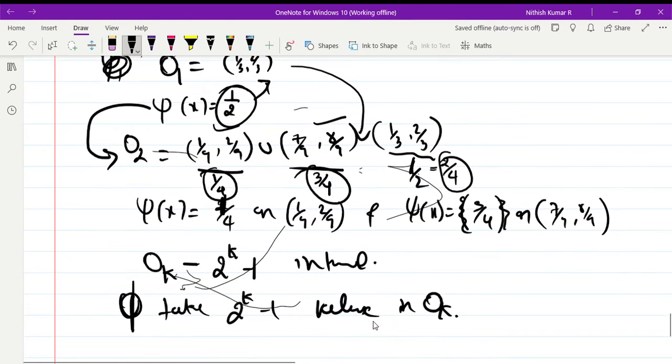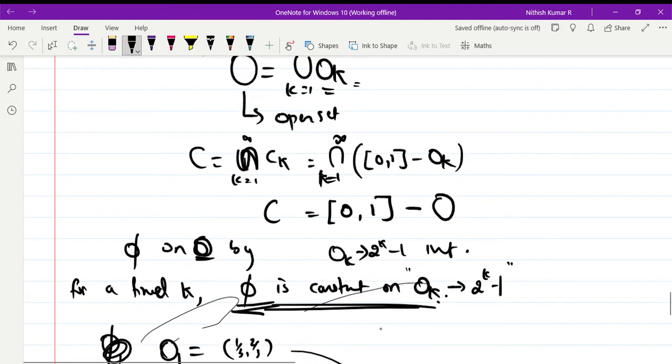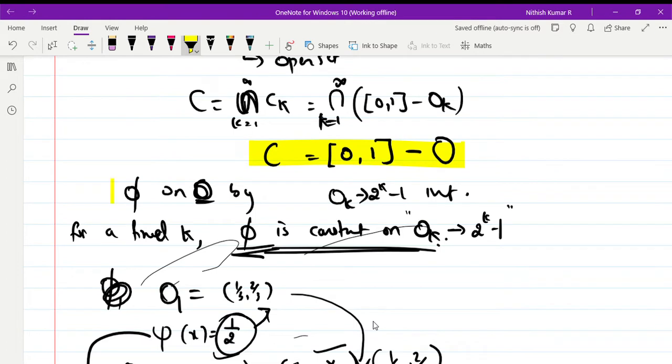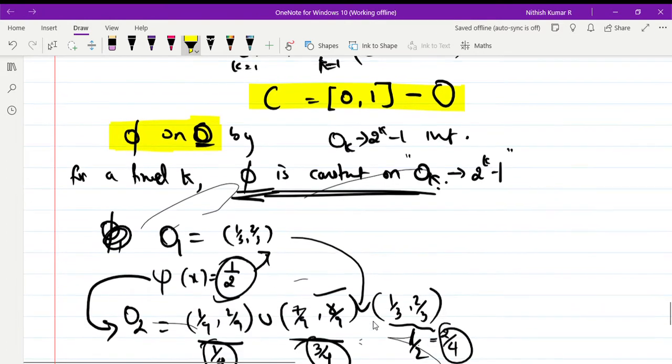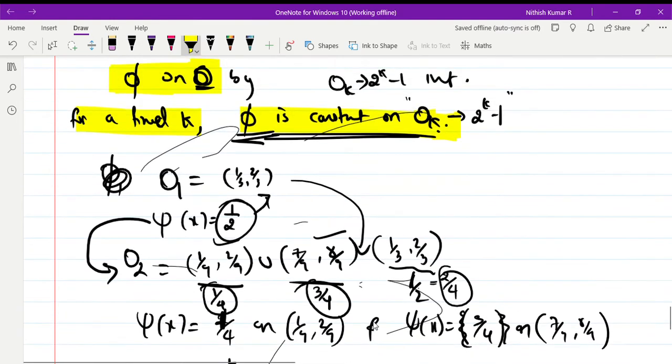Okay, so repeating, after the construction of C in terms of O, we define a function phi on O, for each fixed k. Now we define phi on O_k as follows. Since O_k is a union of 2 to the power k minus 1 intervals, we define phi in such a way that it takes a single value on each of the intervals.